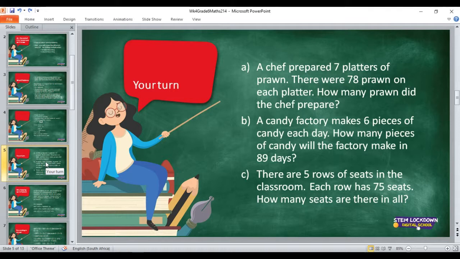All right, the second one says a candy factory makes 6 pieces of candy each day. How many pieces of candy will the factory make in 89 days?